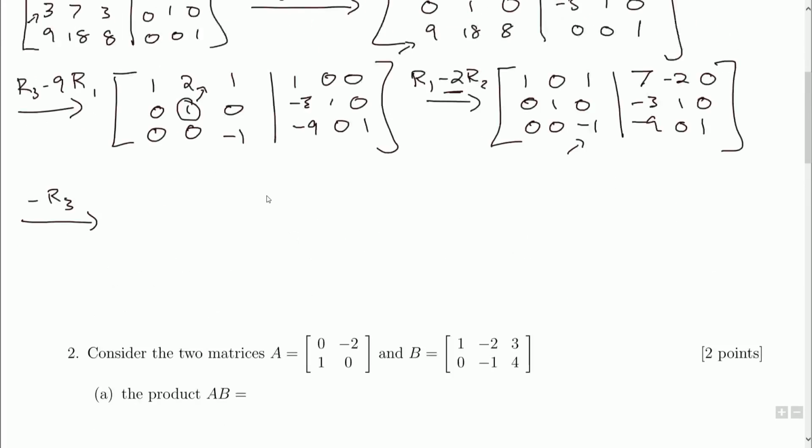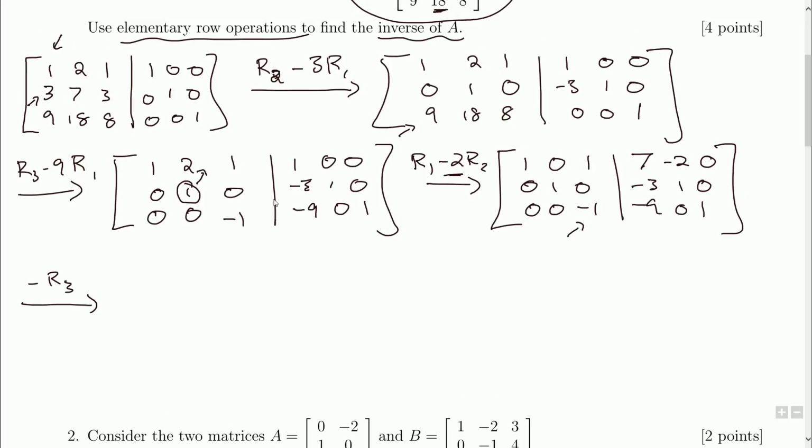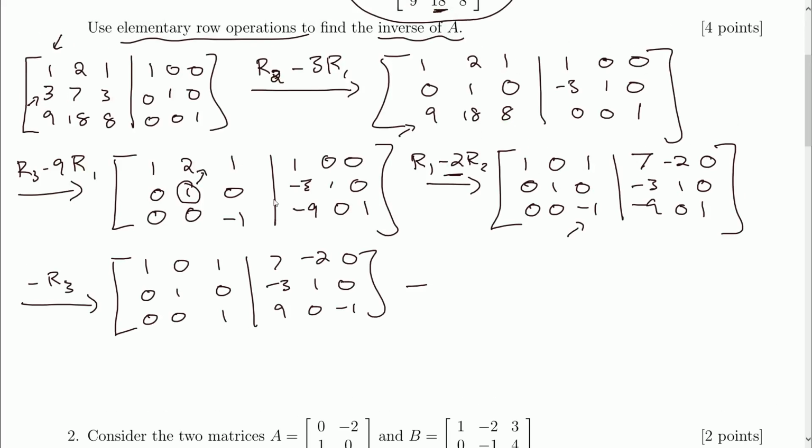How are we doing on space? Okay, we're just coming to the end, but we'll get there. 1, 0, 1, 0, 1, 0, 0, 0, 1, 7, negative 2, 0, negative 3, 1, 0, 9, 0, negative 1. Our final step, let's get rid of this one. So this is row 1 minus row 3. 1, 0, 0, 0, 1, 0, 0, 0, 1.